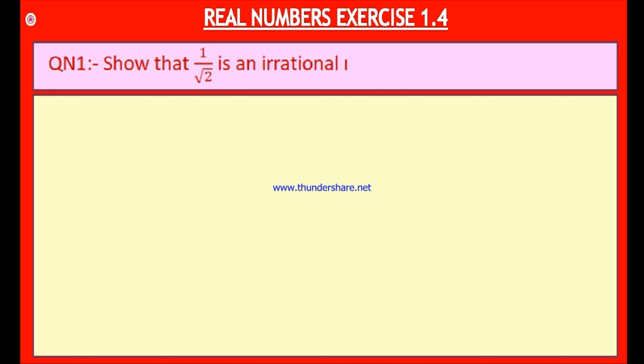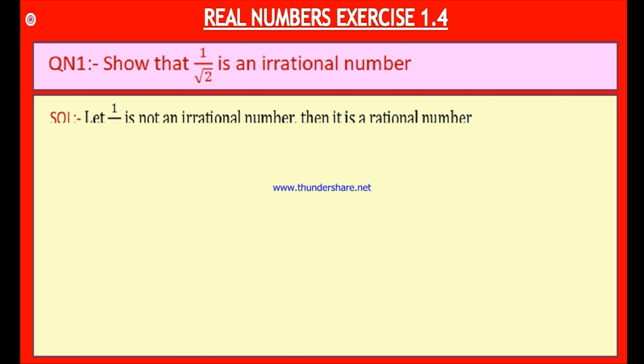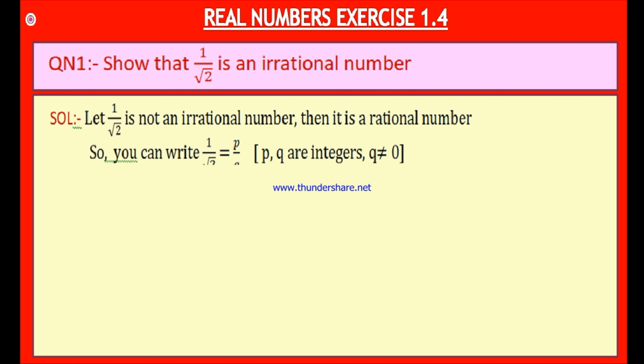Now here is exercise 1.4 and question number 1. Show that 1 by root 2 is an irrational number. Here is the solution. Let us prove this in an indirect method. That is, we will assume that 1 by root 2 is not an irrational number. If 1 by root 2 is not an irrational number, then it should be a rational number.